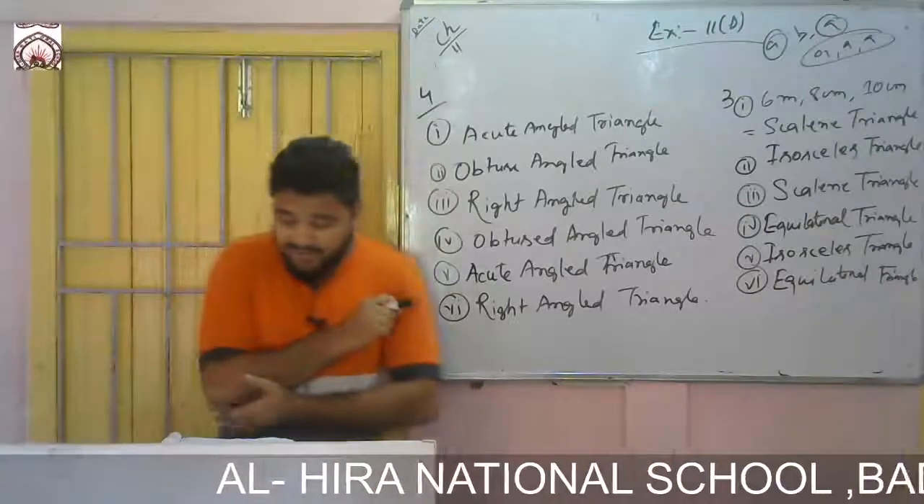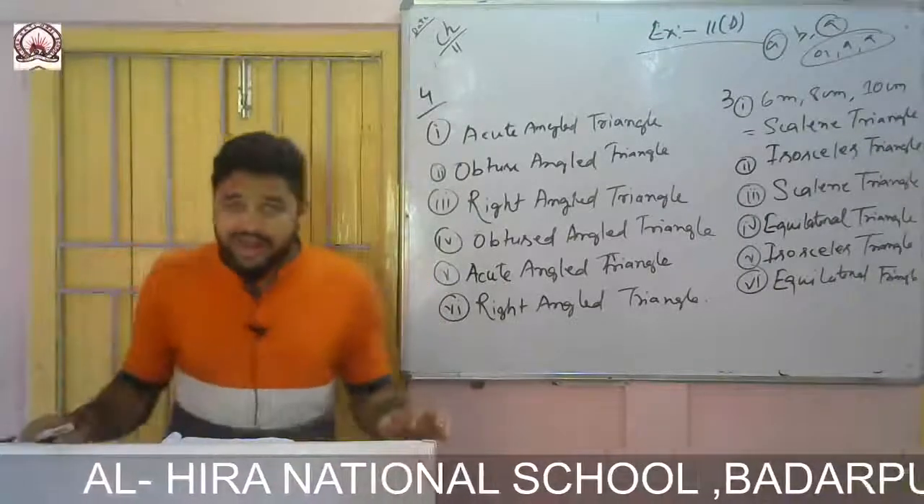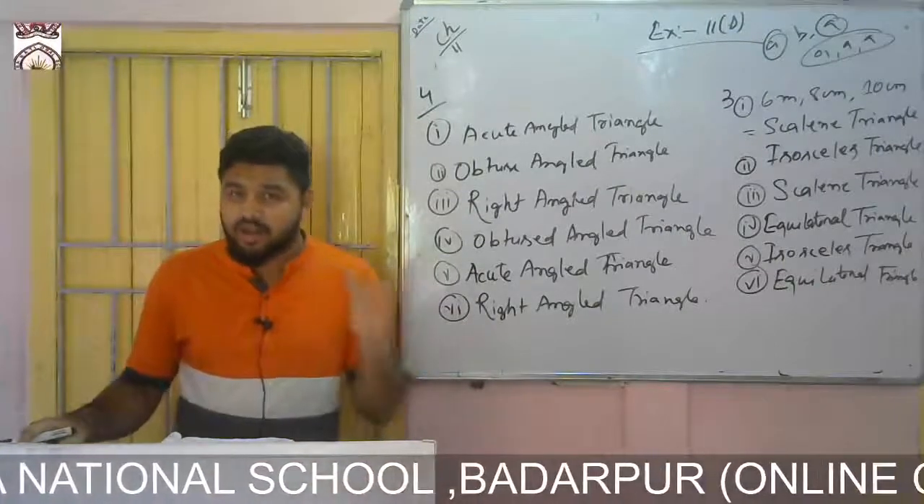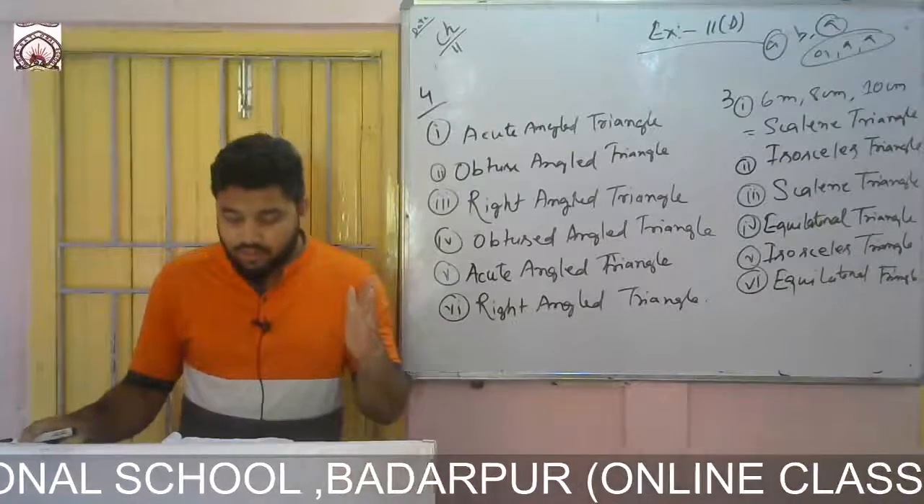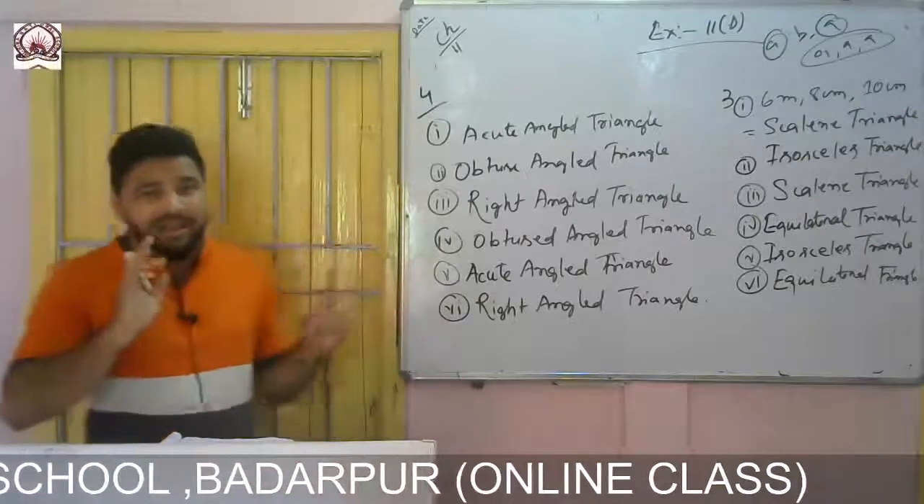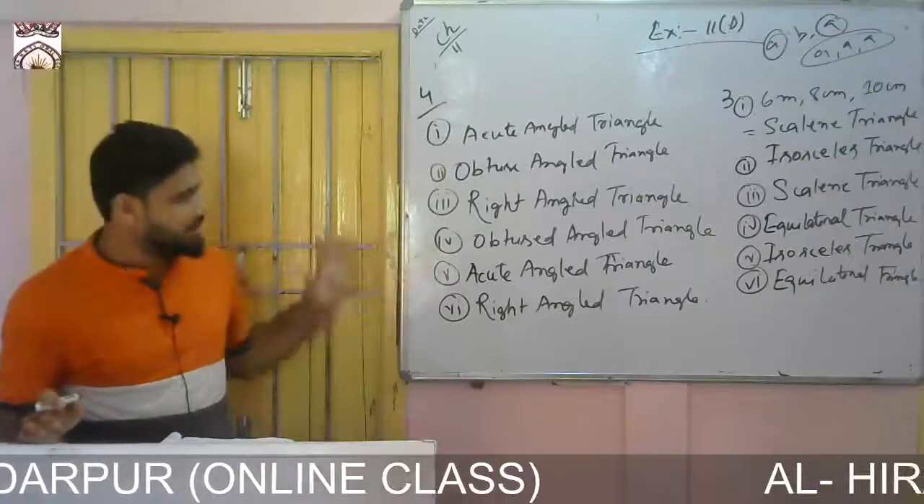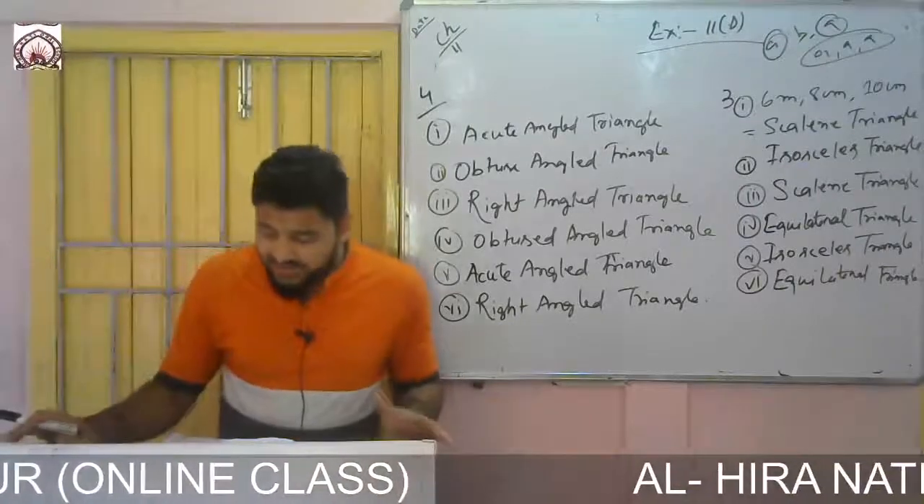Now come to the next one. There is 109 degree. That means one angle is greater than 90 degree but less than 180 degree. So obviously obtuse. With 40 degree and 31 degree, one angle is already greater than 90 degree. So this one is also obtuse. Okay.